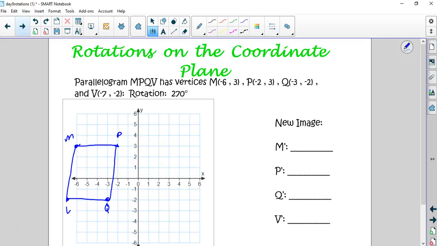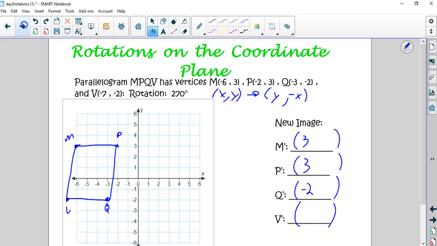Now it's rotating 270 degrees. So remember, that's when we take X, Y, and we switch them and make X opposite. So Y is not going to change, it's going to move positions. So Y on M prime is 3, and on P prime it's 3, and on Q prime it's negative 2, and on V prime it's negative 2. Now, we do the opposite of X in the Y position. So negative 6 becomes 6, negative 2 becomes 2, negative 3 becomes 3, and negative 7 becomes 7.